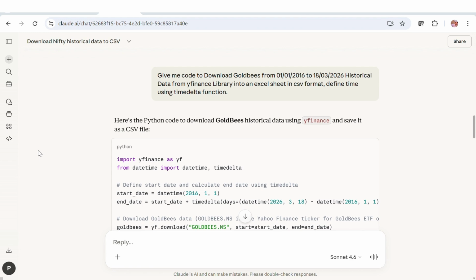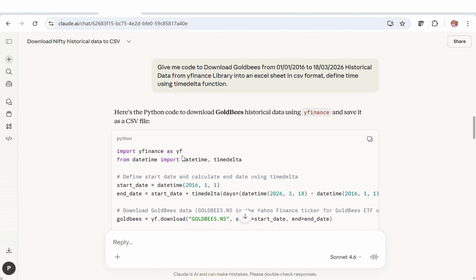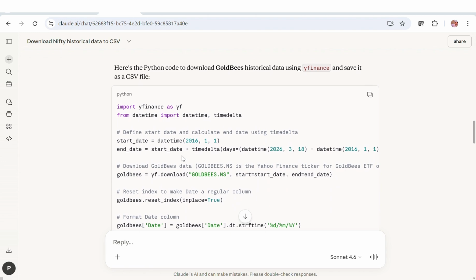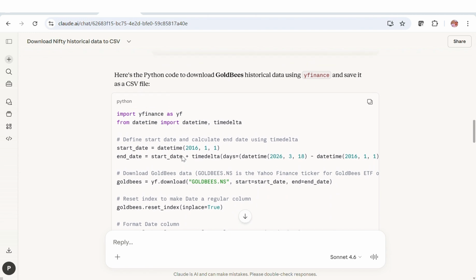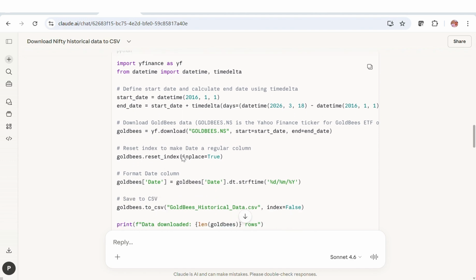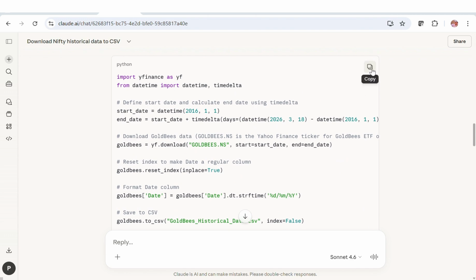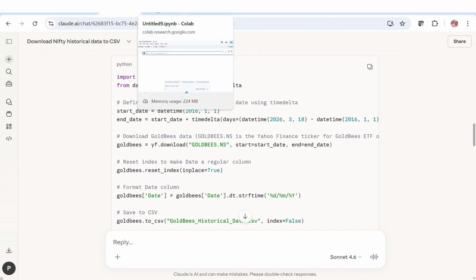As you paste it and enter it, you will find this entire Python code given by Claude AI, so you need not write or extract anything. Everything will be given in the description. You simply have to copy this entire code given by Claude AI, and when you click on copy, you have to go to Google Colab.